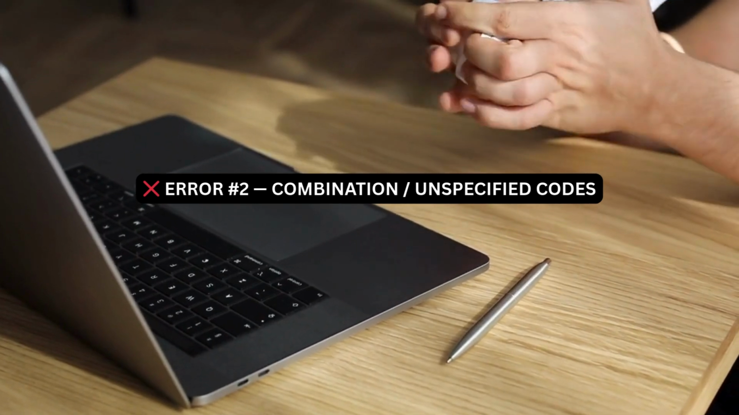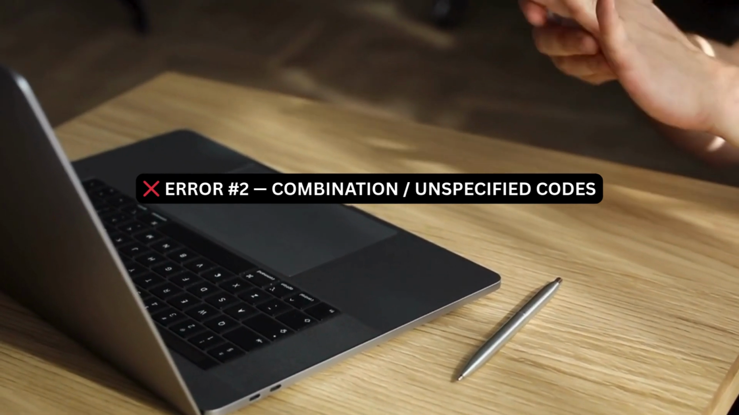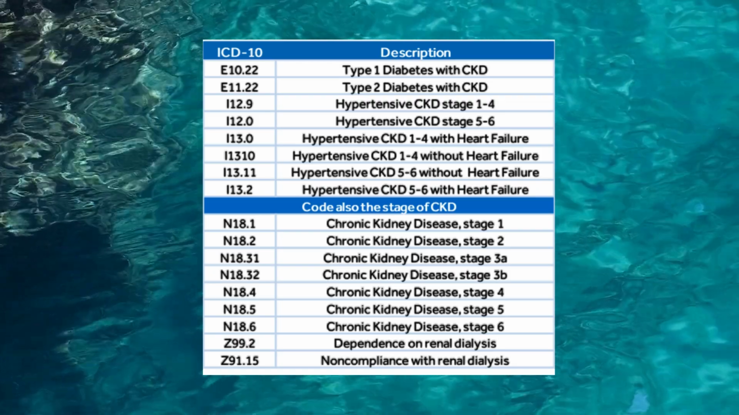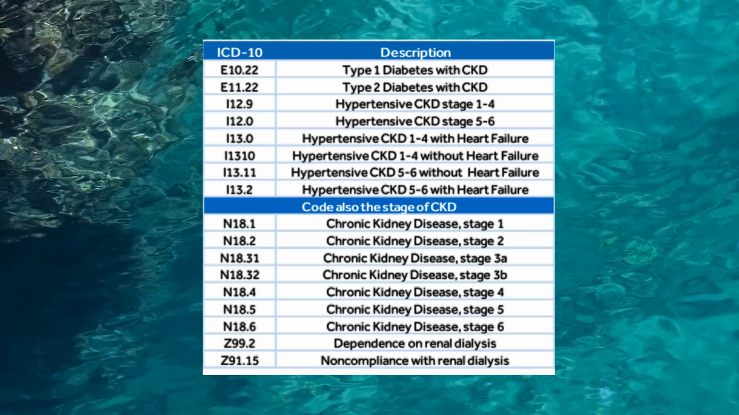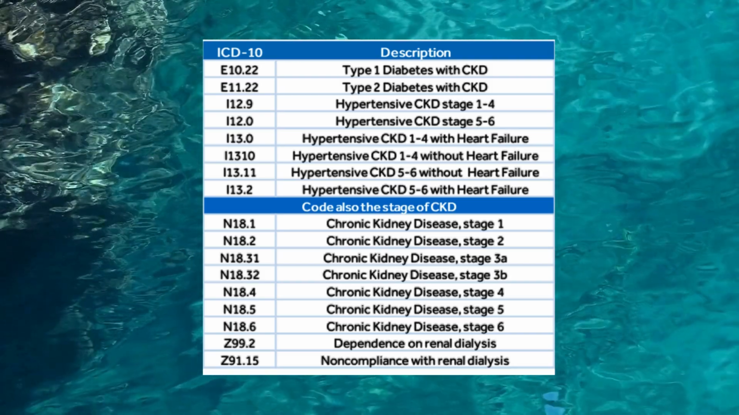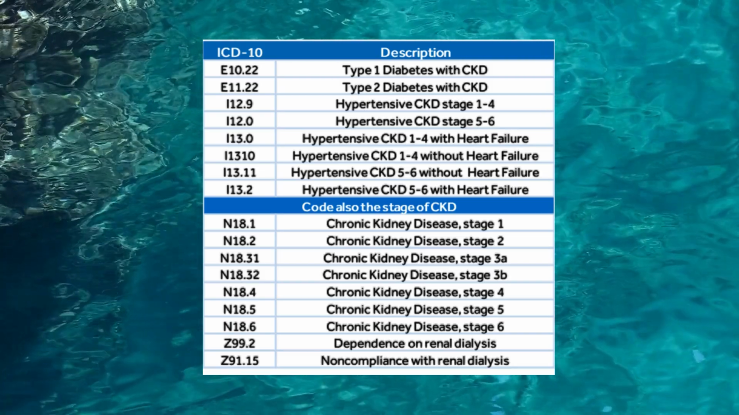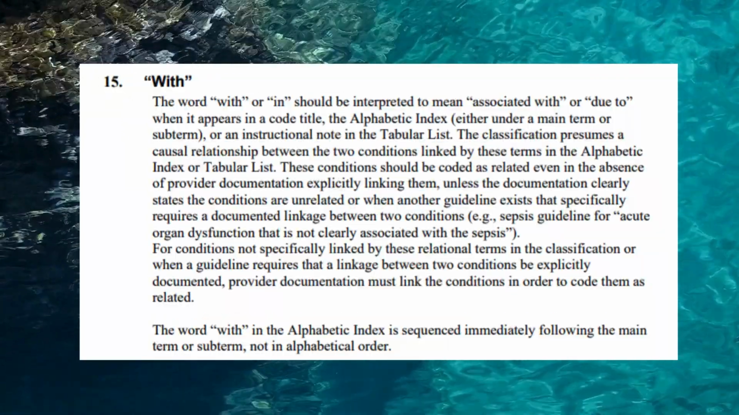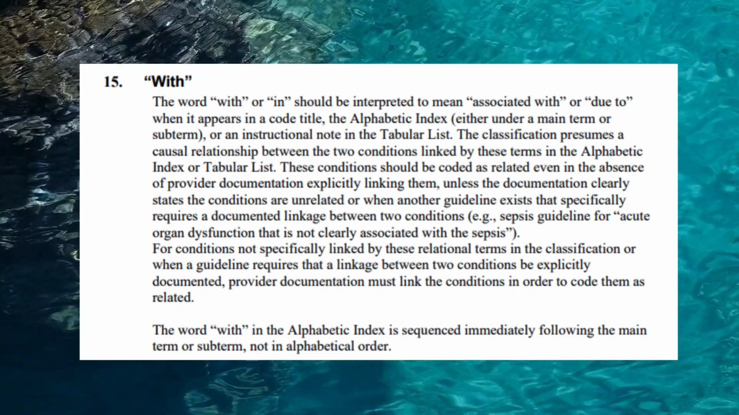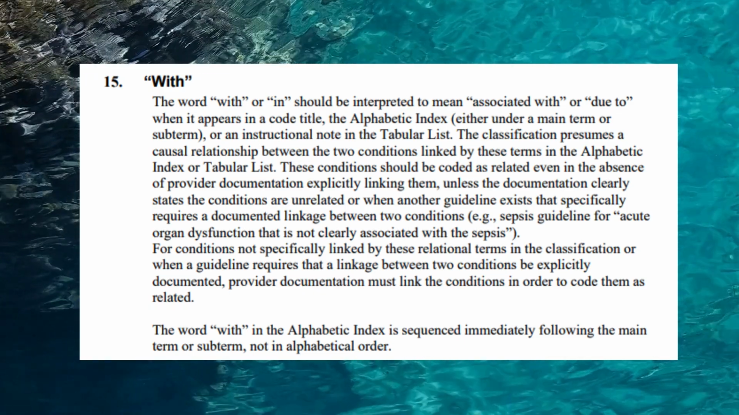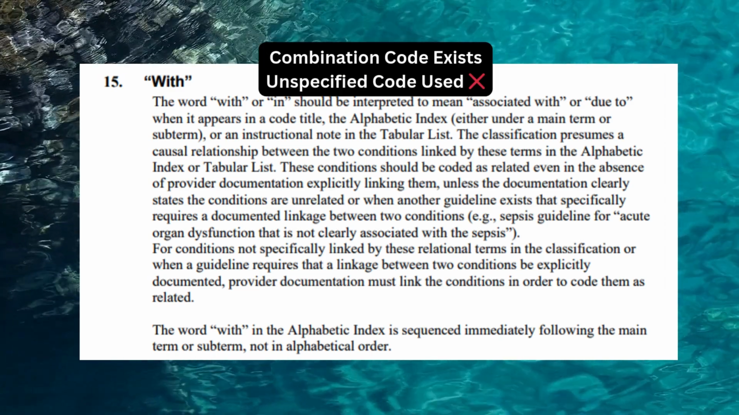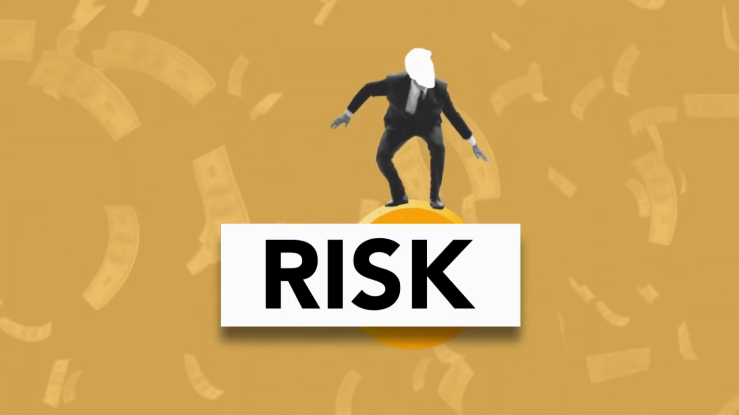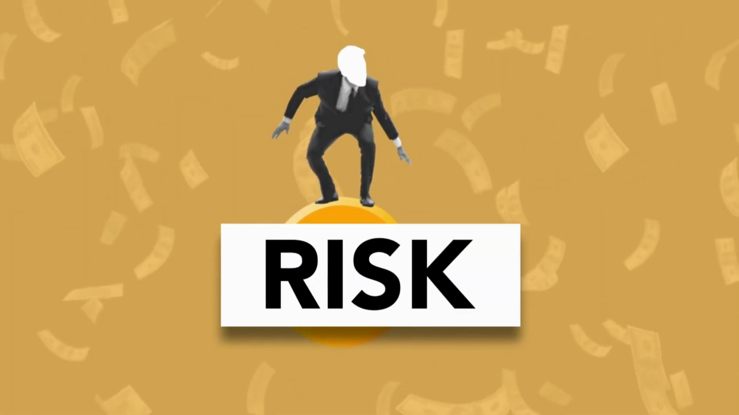Error number 2, not using the most specific or correct combination code. The ICD-10-CM includes combination codes for conditions that are commonly related, such as hypertension and chronic kidney disease, diabetes and chronic kidney disease, or hypertension and heart failure. Per the ICD-10-CM guidelines, these conditions are assumed to be related unless the provider clearly documents that they are not. When a combination code exists and unspecified codes are used instead, risk is often underreported. Capturing the most specific code matters, not just for accuracy, but for proper risk adjustment.